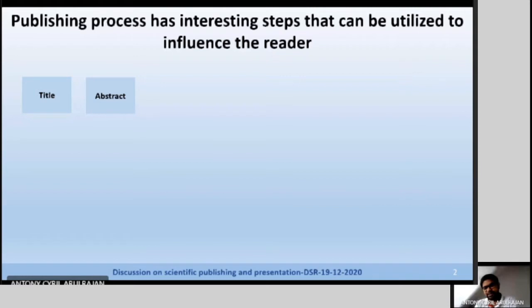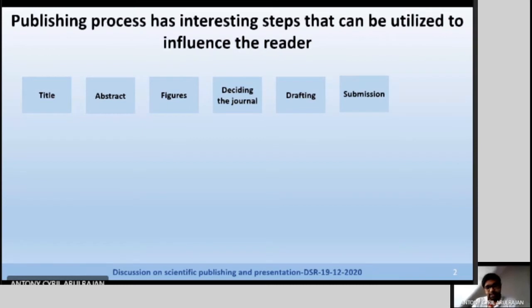Then the next step is to make a small abstract and then the figures, and then you decide the journal, because then you have to optimize the figures and the drafting based on the journal requirements. So you draft based on the journal you decided. Then after drafting the final version, you submit it, and the reviewer is going to review it. Then they may have questions, and you are going to address those questions in the next step.